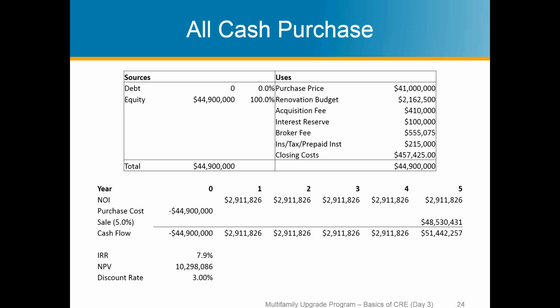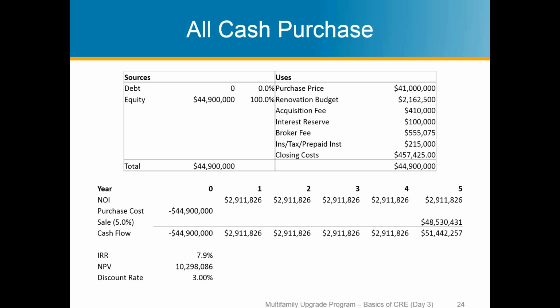So if we look at the stream of cash flow, what we have is negative $44.9 million, year 0, so that's for the purchase. Year 1, 2, 3, 4, and 5 are getting $2.9 million in NOI. And then year 5, I'm selling it, right? I've added value. I'm going to sell it. So $2.9 million based upon a 5% cap rate. That means I can sell it for $48.5 million. So if I take my internal rate of return, I'm getting a 7.9% return on my money.